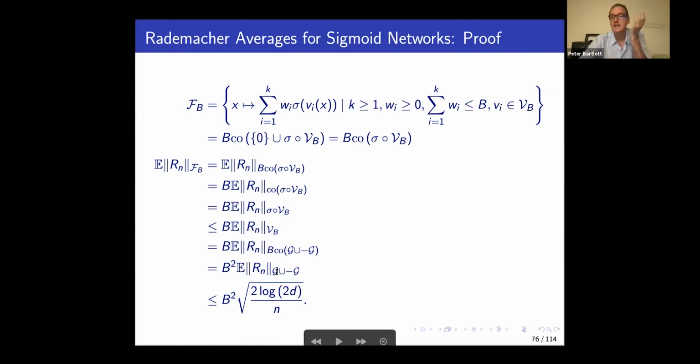Remember, this class G is the class of coordinate functions. So this is just B squared times the square root of log D over N, which is the result we wanted. So you can see, these sort of structural results make it very easy to compute Rademacher averages for function families of this sort.